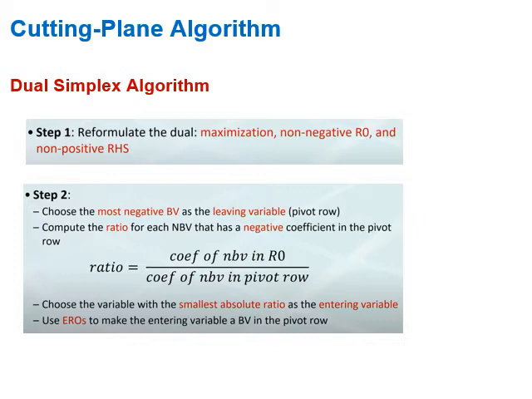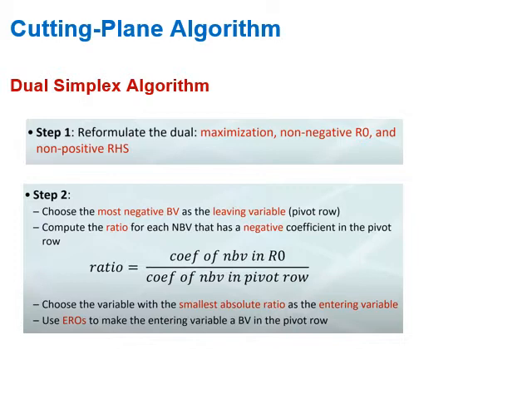But this is done for all positive coefficients in the pivot column. Okay, and then you select the variable with the minimum ratio as the leaving variable. Then you make elementary row operations to find the new tableau. Okay, so these are the steps of the simplex algorithm.